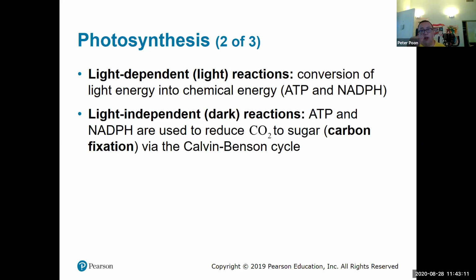In the light reactions, I'm using light to make ATP and NADPH. NADPH is highly reduced, so highly energetic. So I can use those two high energy molecules to turn carbon dioxide into sugar. I am reducing carbon dioxide into sugar. Just like when I burned sugar, I oxidized it to carbon dioxide. Now I'm reducing carbon dioxide back to sugar.